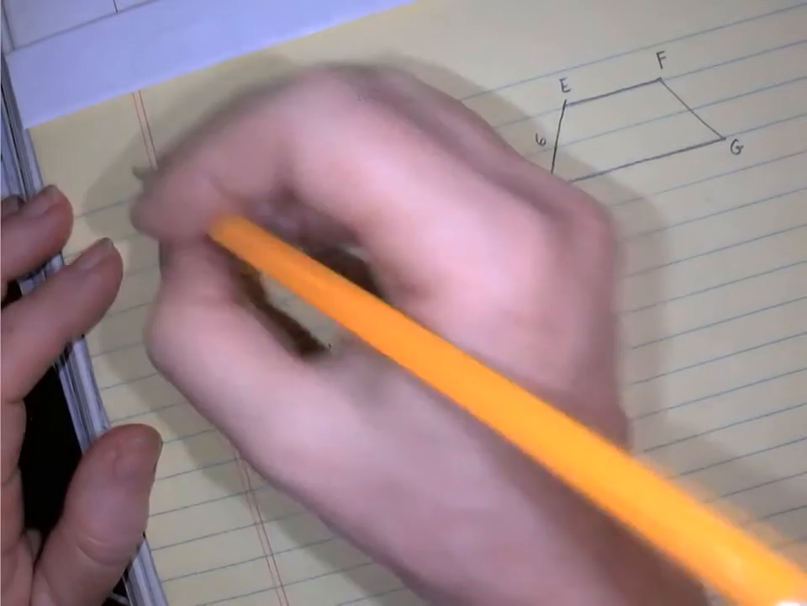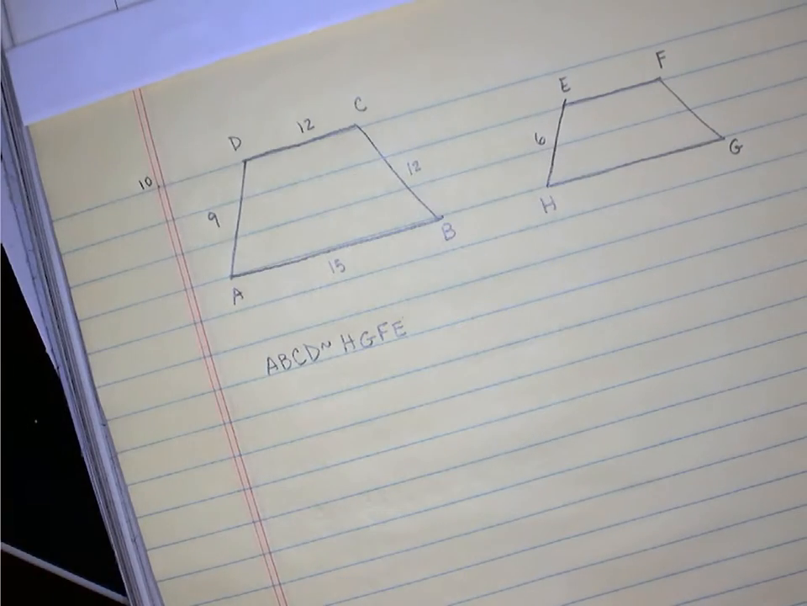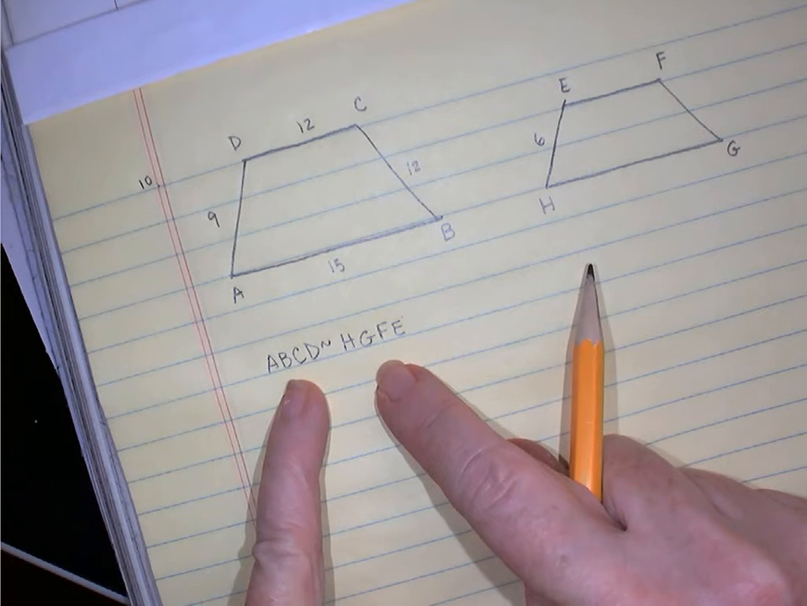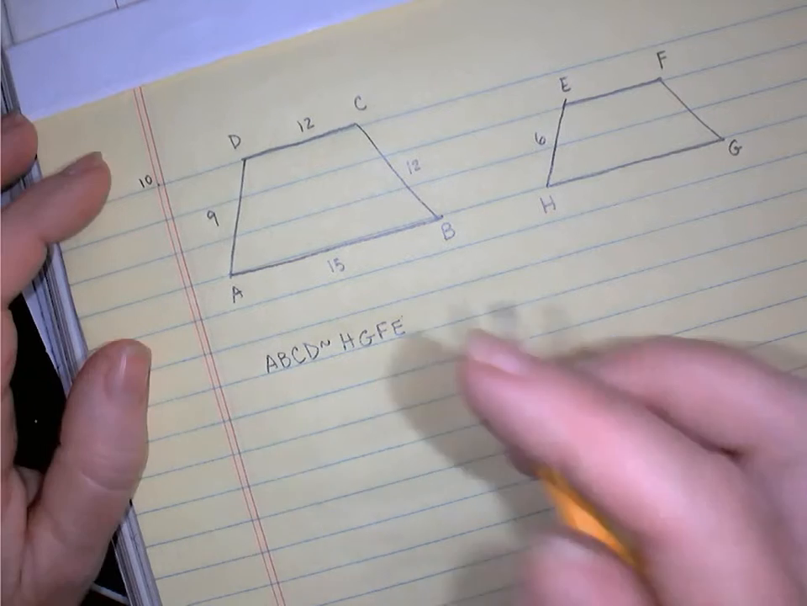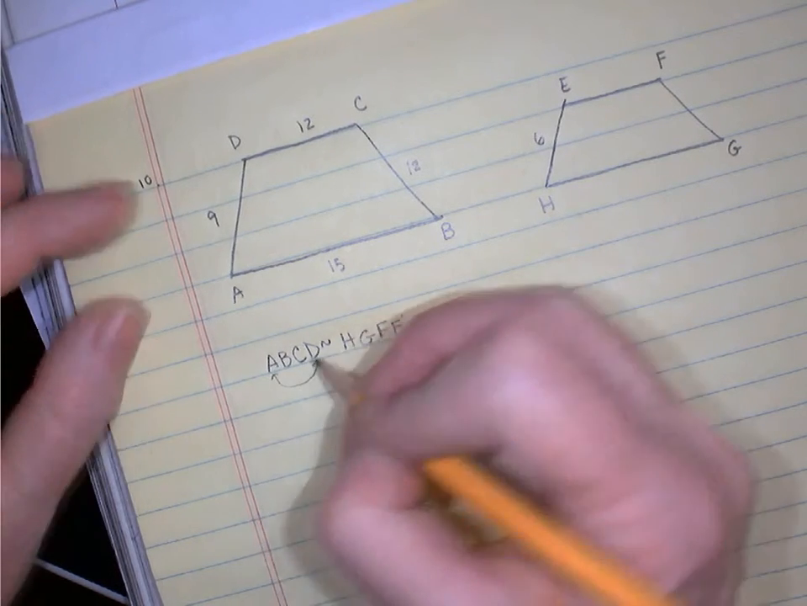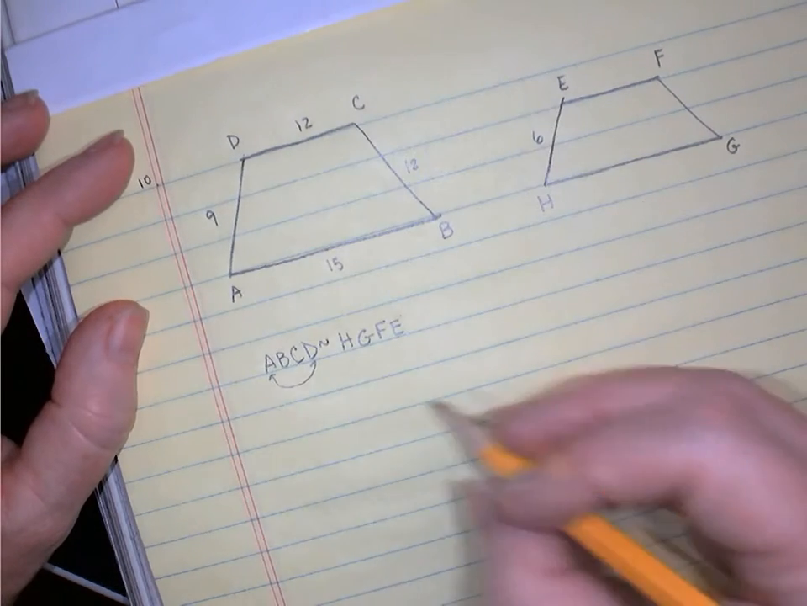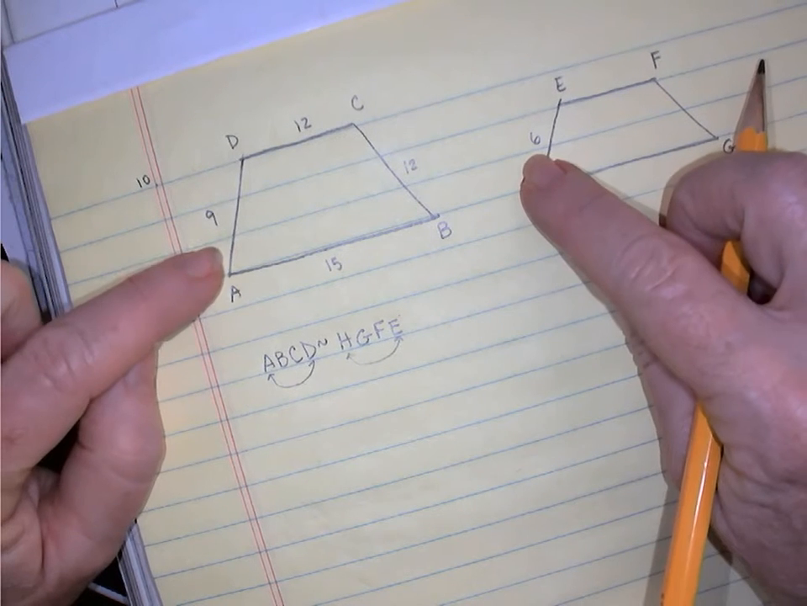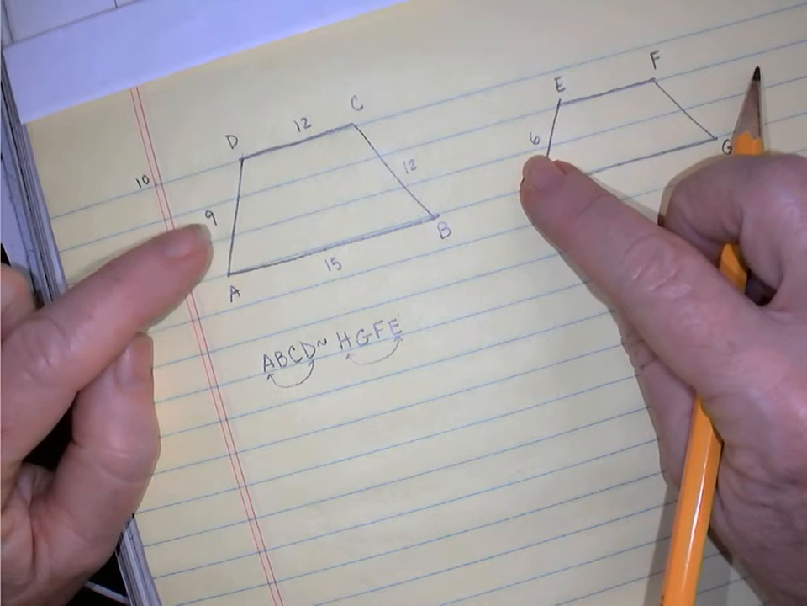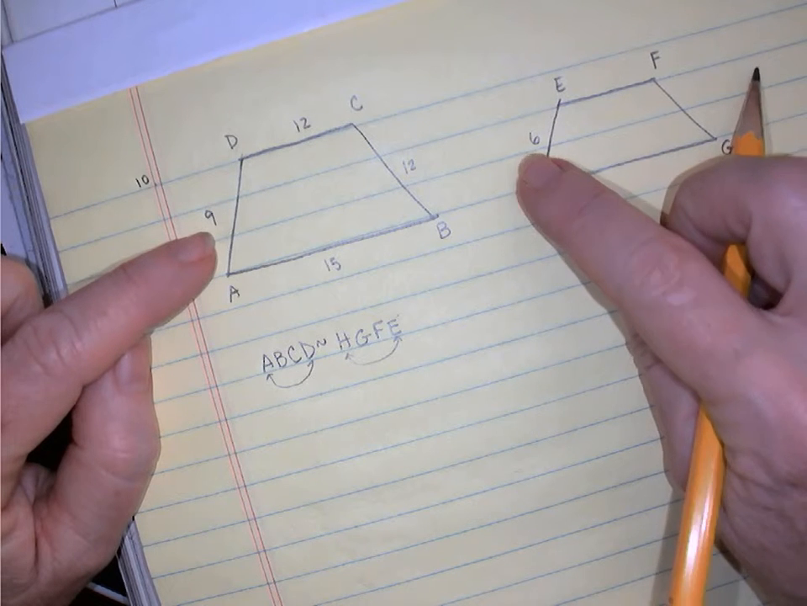For question 10, we are asked for a bunch of things. We're given two similar shapes, and we in fact know which angles are going to be corresponding. The other thing we know is that AD, this side right here, 9 inches, corresponds with HE. So right away, what I know is that the scale factor, the ratio of any two corresponding sides, is going to be 9 to 6.